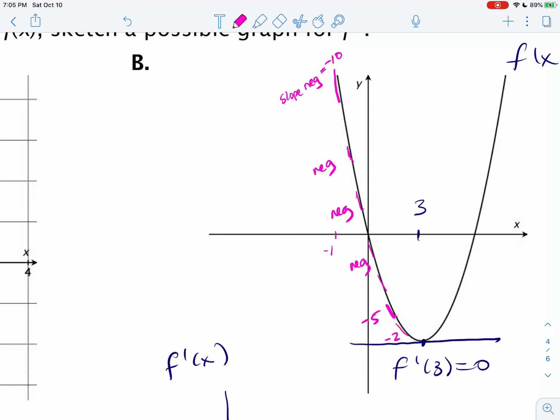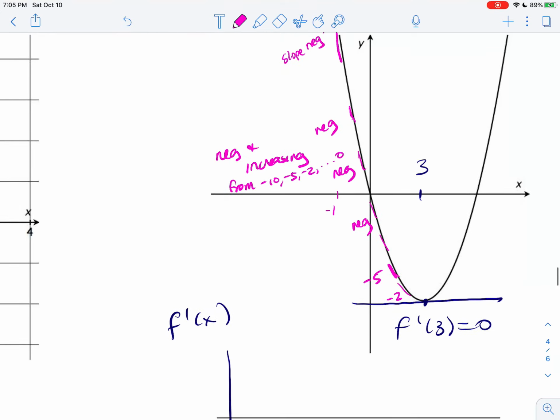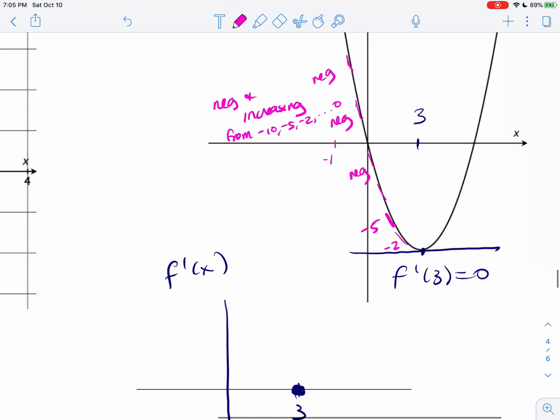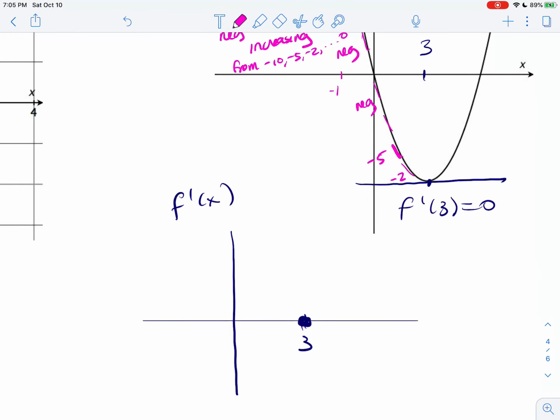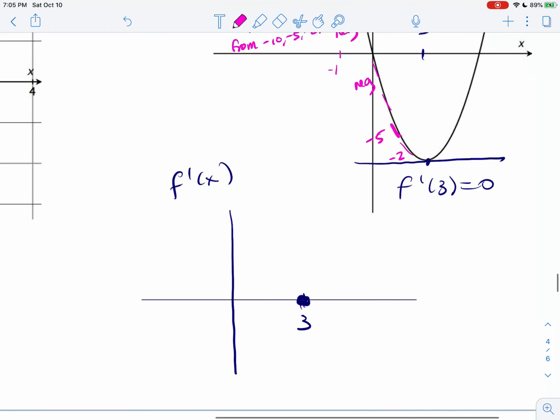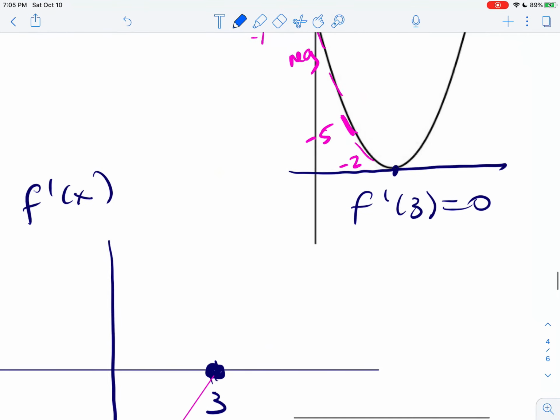And when it's less negative, it's actually negative and increasing. Right? It's negative and increasing from like minus 10 to minus 5 to minus 2, up to 0. So we know that when it's negative, our f prime of x, what we're graphing, is going to be below the x-axis and increasing. So I might want to do this. Good? And I can do the same argument on this side.